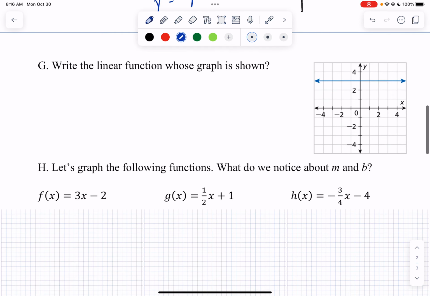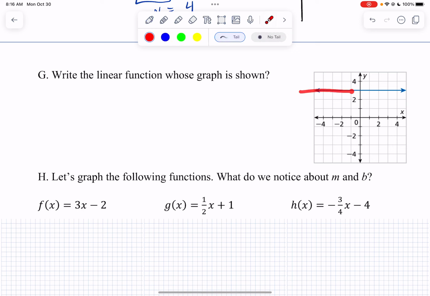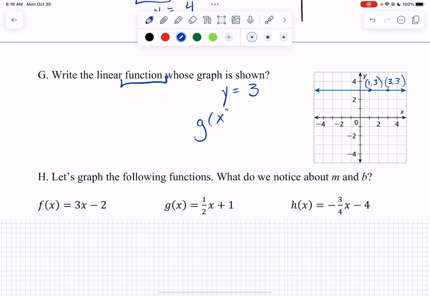All right. So write the linear function whose graph is shown. So if we look at this guy, he's horizontal. Okay, I can go ahead and put some ordered pairs on there. Here I've got the point (1, 3), (3, 3). What do we notice about all these points? The y coordinate is always 3, but I want it to be a linear function. I need to write this in function notation. So I'm going to use g of x equals 3. If it's asked for a function, you want to write it as a function using that f, g, h, whatever name you want to give it.